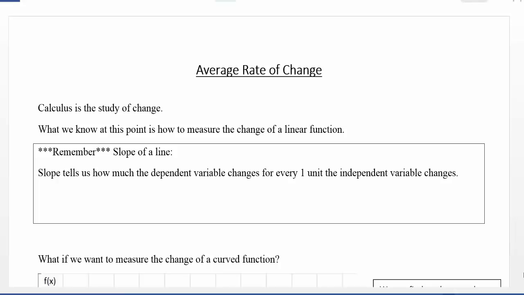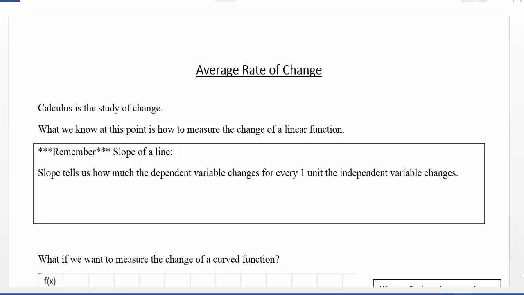In mathematics, when we don't know how to do something, we often start with what we do know how to do and use that to adapt to figure out what we don't know how to do. So quickly, we're going to review something that we already know about how functions change. What we know at this point is how to measure the change of a linear function.